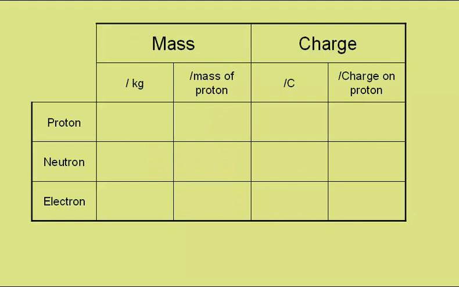Looking at the properties of the different particles, first the mass in kilograms. The proton has a mass of 1.67 times 10 to the minus 27 kilograms. The neutron has virtually the same mass, the same to 2 decimal places here, at 1.67 times 10 to the minus 27 kilograms. The electron is much smaller, with a mass of 9.11 times 10 to the minus 31 kilograms. Relating these to the mass of the proton, the proton has a mass of 1 proton mass, a neutron a mass of 1 proton mass, and the electron virtually 0, or 0.0005 times the mass of the proton.